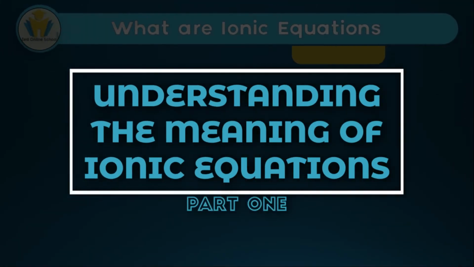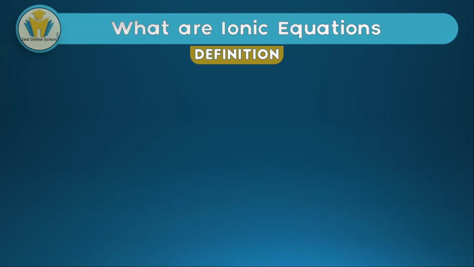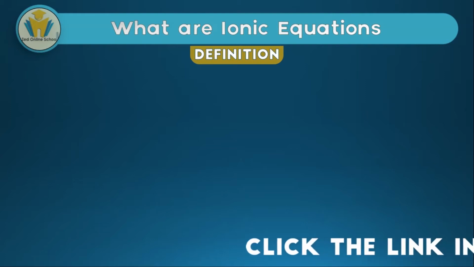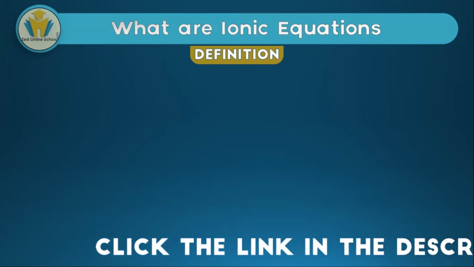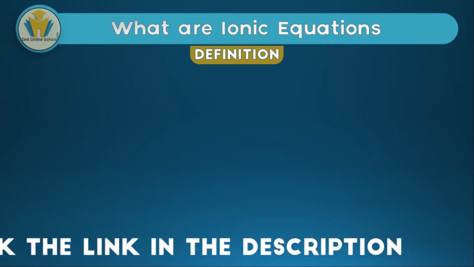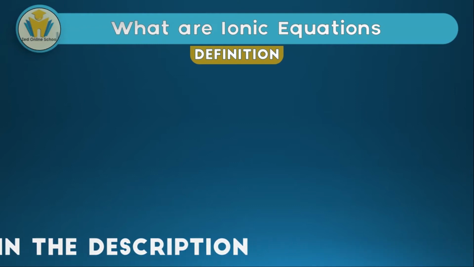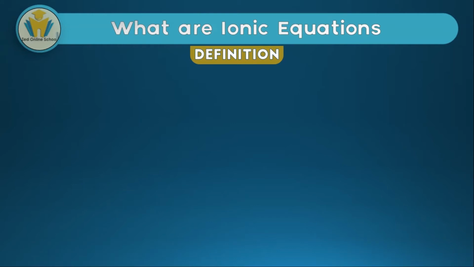We are going to start with knowing what ionic equations are. Before we go any further, if you don't know what chemical equations are, you can check the description and watch the video about chemical equations so that forming these ionic equations can be easy for you. Now, if you have watched that chemistry video about chemical equations, you agree with me, a chemical equation is a symbolic way of representing a chemical reaction.